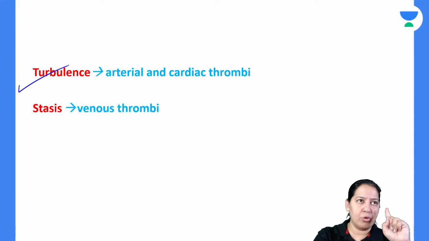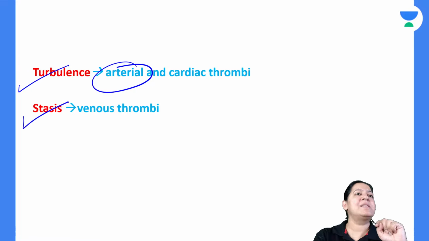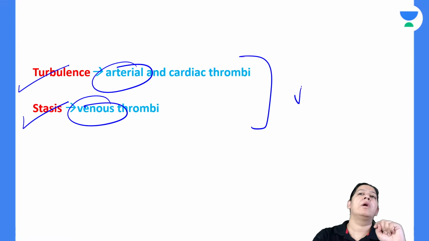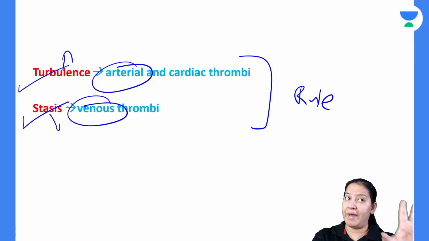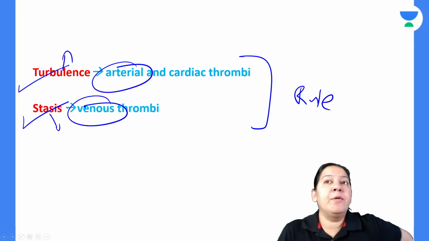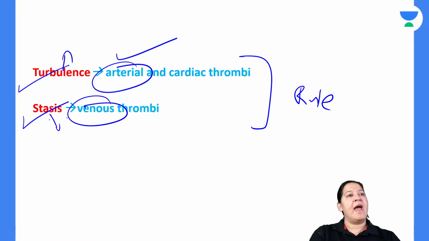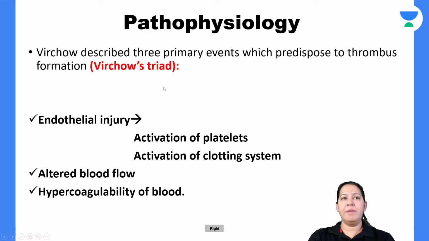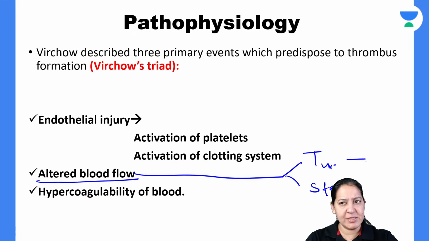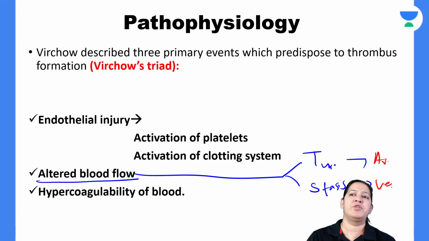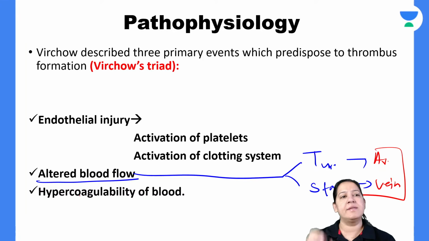So turbulence leads to clot formation in an artery and stasis leads to clot formation in a vein. It is a rule. Learn this rule. Turbulence is unequal blood flow. Stasis is stoppage or slowing of the blood flow. Turbulence leads to clot formation in the artery and stasis leads to clot formation in the vein. Give me a thumbs up. So that is altered blood flow. Altered blood flow is of two types, turbulence and stasis. Turbulence leads to clot formation in the artery and stasis leads to clot formation in the vein. Have you got it? That is altered blood flow.